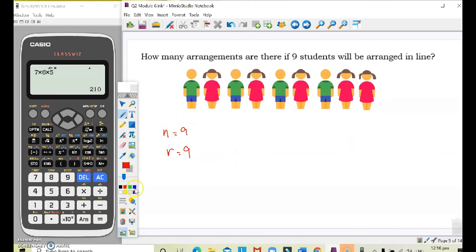Therefore, we can simply say that the permutation of 9 students taken 9 at a time is equal simply to 9 factorial. And 9 factorial is of what value? We key in 9, then shift, and then the factorial. The answer would be 362,880. Wow, there's a lot of possible arrangements, right? Do you agree? Exactly.